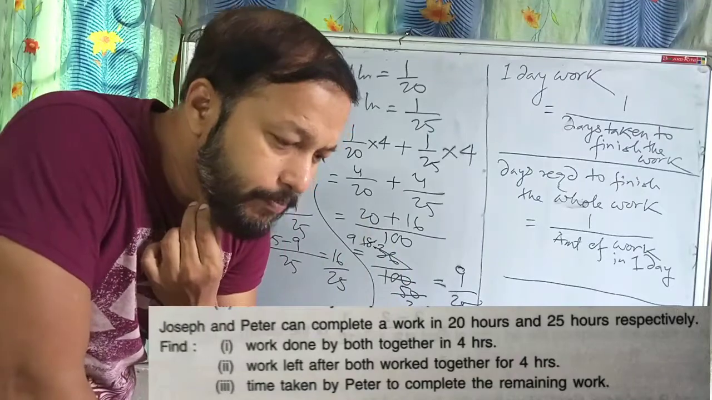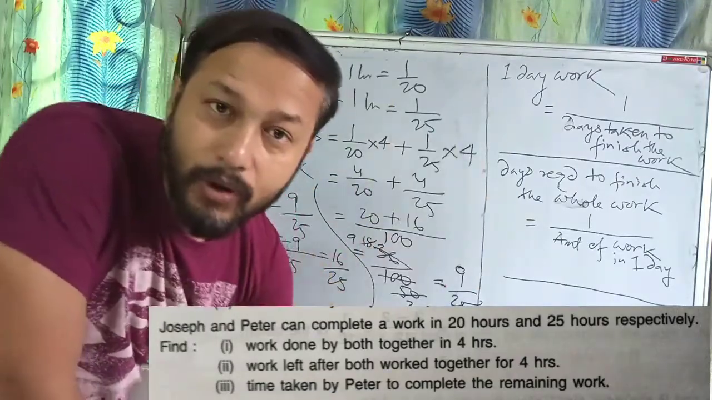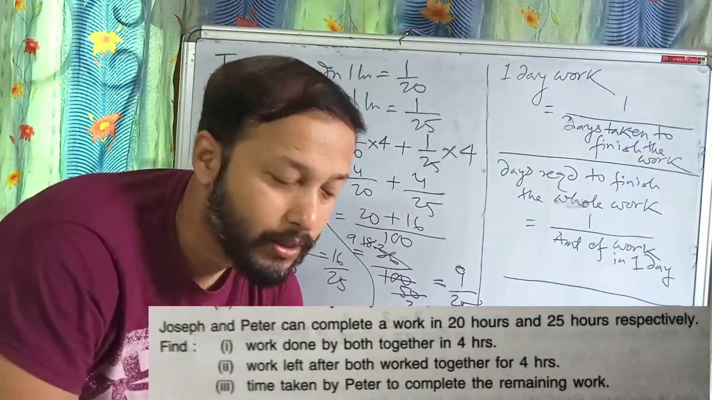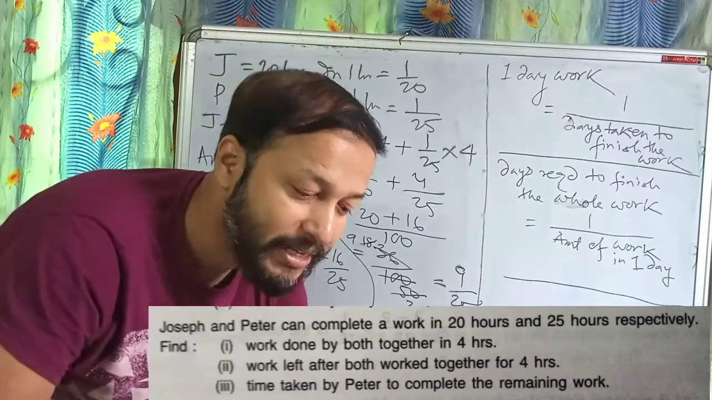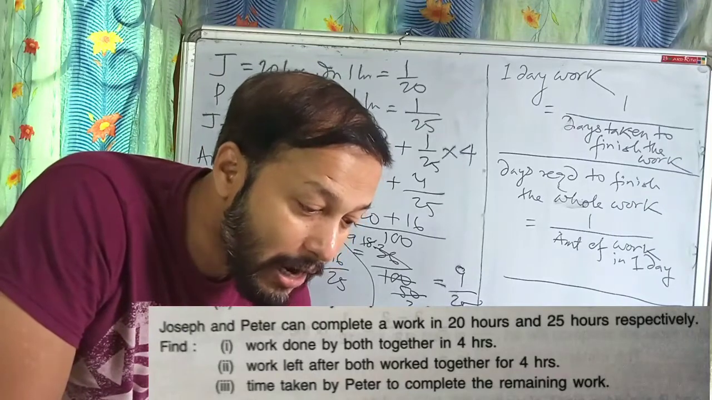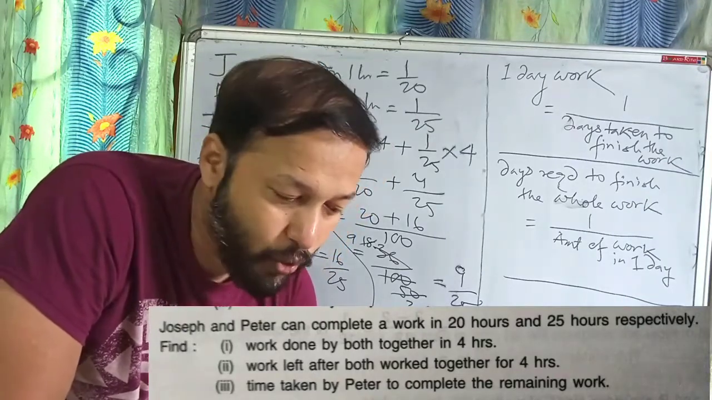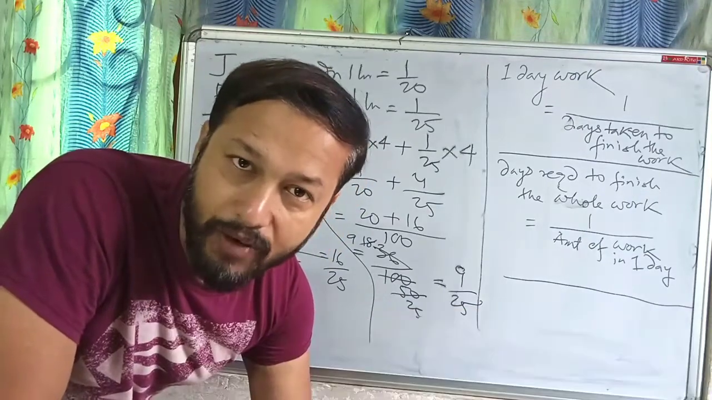Now the next question is, now if Peter works alone, A has left the work. A is not doing any work. A means Joseph. Joseph is not doing any work. Only Peter is doing work now. How many hours are required for Peter to finish that work? Time taken by Peter to complete the remaining work. Okay, that is what you have to find.